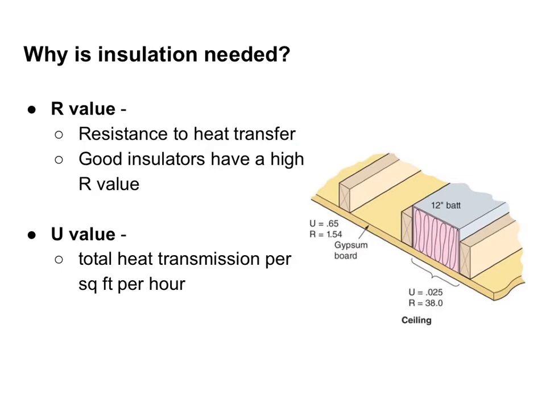When using insulation, it's important to know that insulation has both an R value and a U value. R value basically stands for resistance. It's the resistance to heat transfer. Good insulators have a high R value. Gypsum board, or drywall, has an R value of 1.5. However, if you go ahead and add 12 inches of batt insulation, you now have an R of 38. The higher the R value, the more resistance to heat transfer. The other value is the U value, which is total heat transmission per square foot per hour.